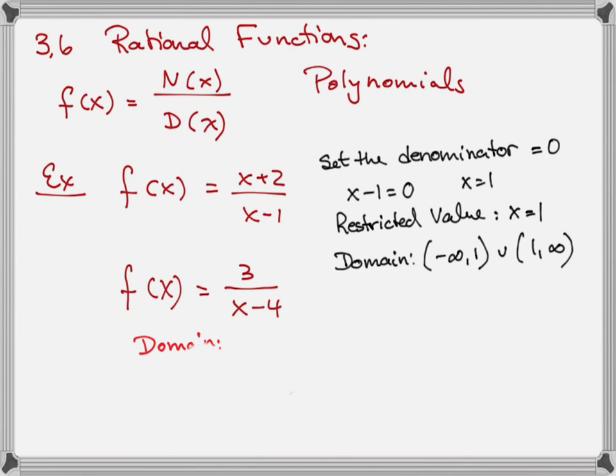Let's find the domain of 3 over x minus 4. What is the domain? Negative infinity to 4, union 4 to infinity. If you set x minus 4 equal to 0, you get x equals 4, which is not only the restricted value, but it is also what is called an asymptote, a vertical asymptote. x equals 4.